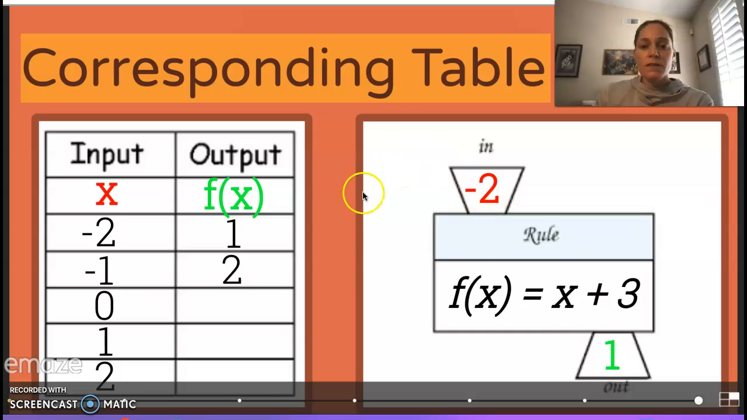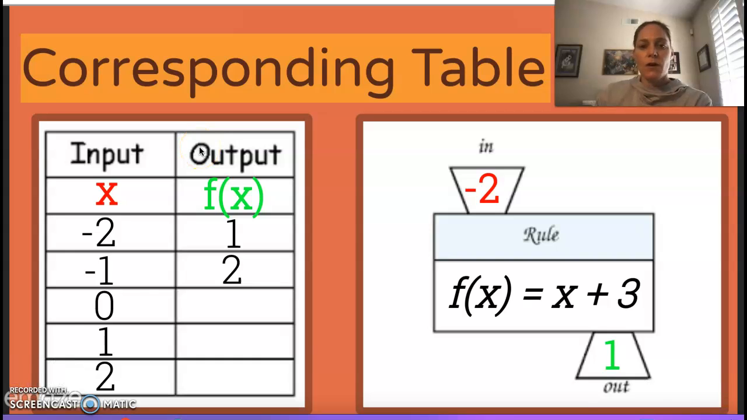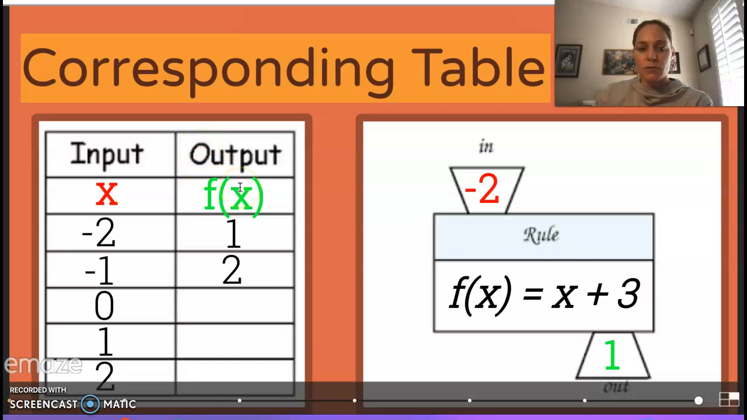When we put all of this information into tables, we have our input, and this represents our x values. We put that into one column, and then we have our output, or in other words, our y values, or our f of x values, and we put that into another column. So I've plugged in some example x's, or input values, and we just calculated that when x is -2, the output is 1.